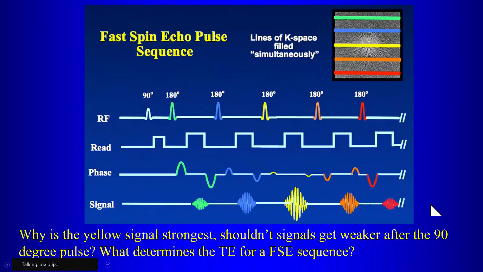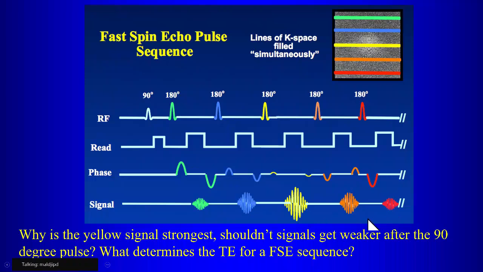Now, in the diagram that I'm showing you here, you see that the yellow signal, this echo, is the strongest. Theoretically, after a 90-degree pulse, shouldn't the signals get weaker, right? And that also fits into the second question that I have for you. What determines the TE for a fast spin echo sequence? Look, here we have multiple TEs, right? 1, 2, 3, 4, 5, at least 5 in this example. There are 5 TEs here, right?